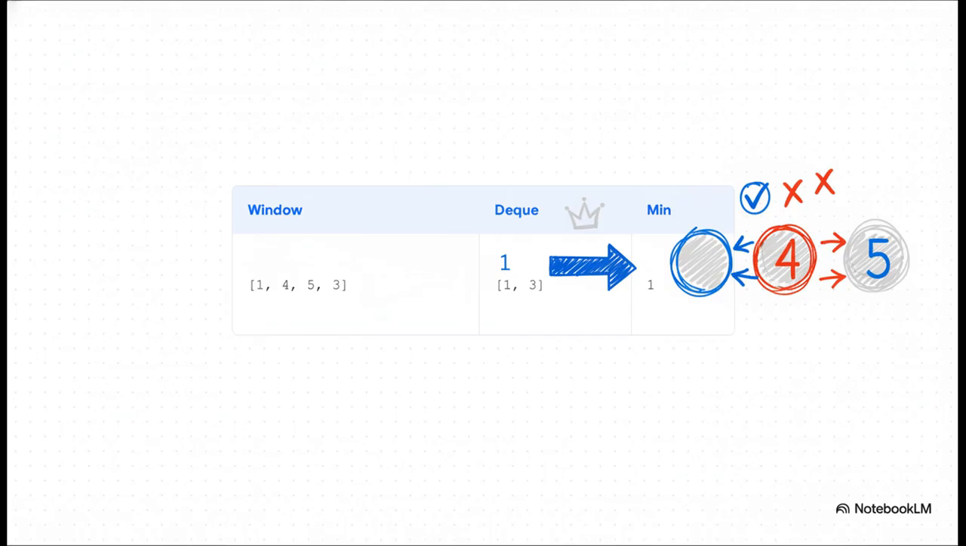The Deque aggressively pops the 4 and the 5 from the back. Why? Well, because 4 and 5 are larger, and they're older. They can literally never be the minimum again, compared to the smaller, newer 3 that just arrived. We've instantly optimized away useless data.